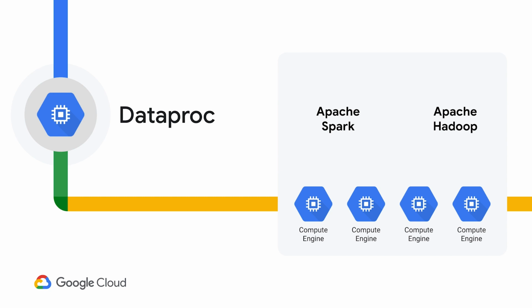Cloud Dataproc provides a managed Apache Spark and Apache Hadoop service. You don't need to configure and manage Hadoop itself. Dataproc uses Google's Compute Engine under the hood, and it takes care of the cluster management and details for you.